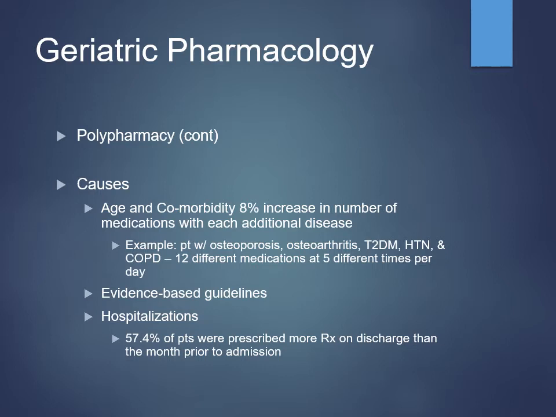Now, are all these drugs coming from the same provider? Not always, right? So you have to worry about which providers are writing for this. They may be seeing their endocrinologist, their rheumatologist, their primary care provider, all these different people. And they don't all communicate with one another. So it's one of the big ways that you can catch that sort of thing.